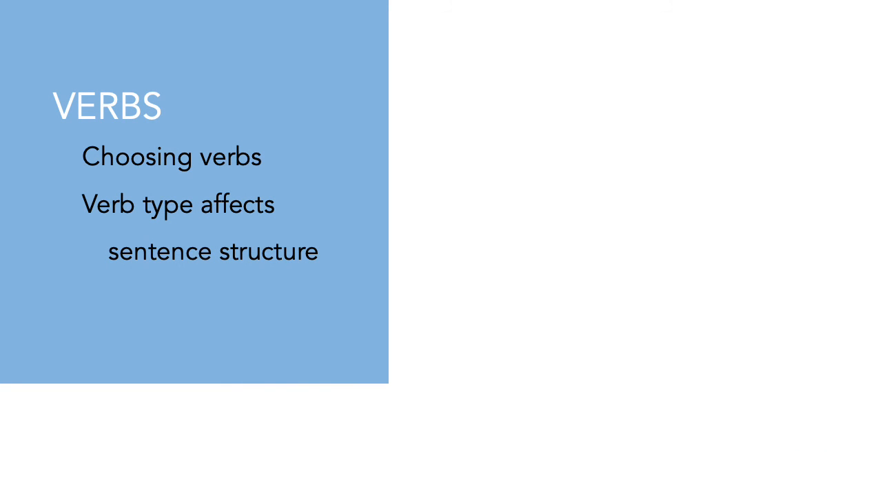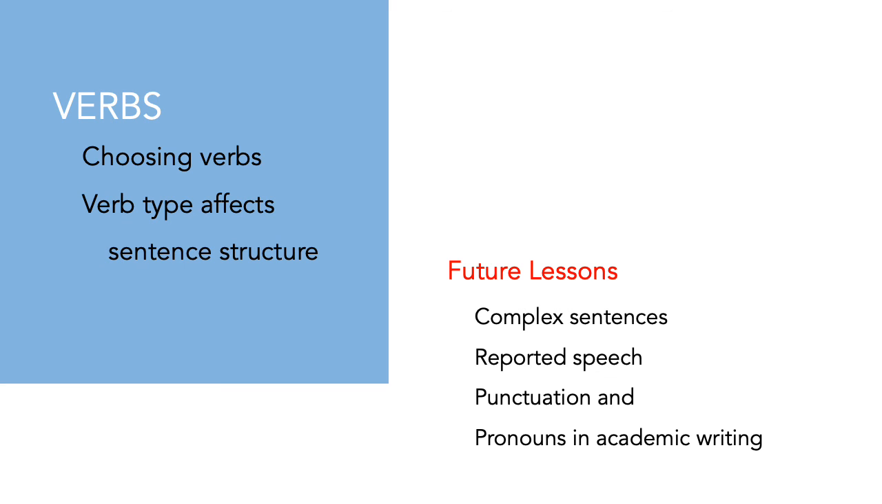After this review of verb types, I hope you'll look for transitive and intransitive verbs as you read and write. Notice how a transitive verb requires an object after, but an intransitive verb can be followed by a prepositional phrase or a next clause. Future lessons include complex sentences, reported speech, punctuation, and pronouns in academic writing.